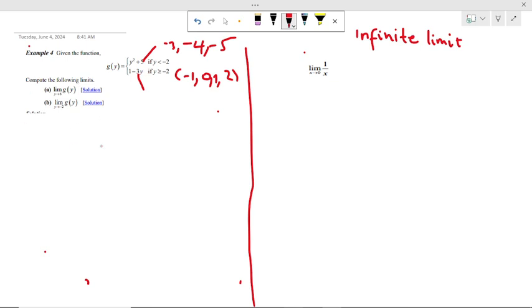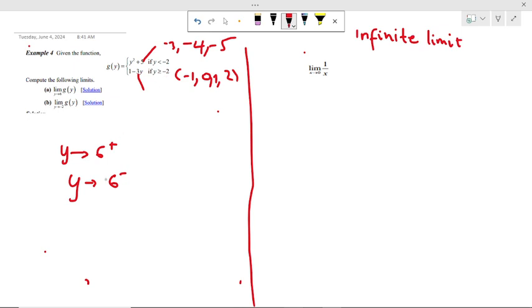So for this function, I'm asked to find the limit as y approaches 6, right? For me to know that this limit really exists, I will approach 6 from the right hand side and also approach 6 from the left hand side. If they are equal or converging at a particular point, then I say yes, the limit does exist, right?